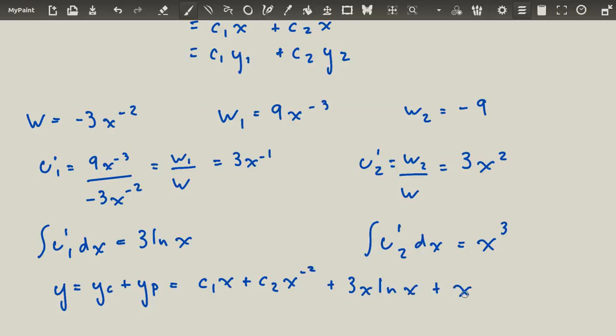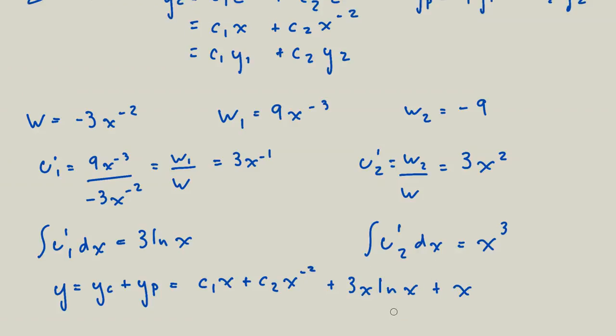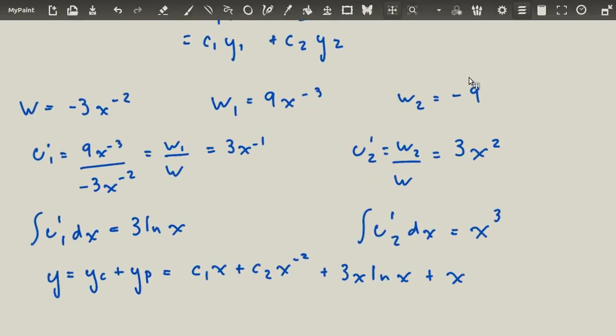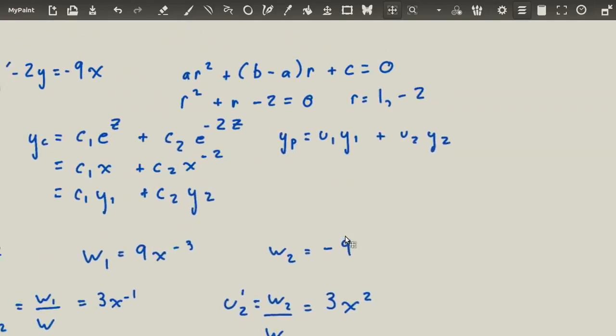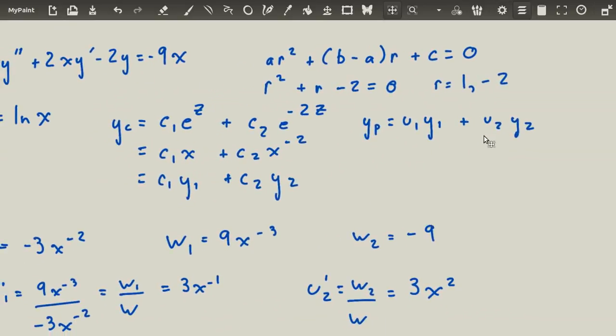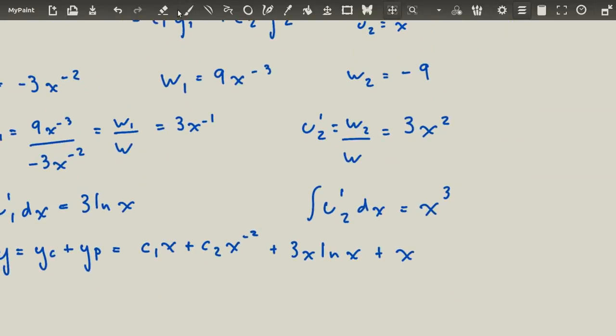Now you may be wondering why we've got this x in front of this ln x and why this is x instead of x to the 3. Well, it's because once we solve for u1 and u2, we then plug them into this equation right here. So if you have u1 is equal to 3 ln x, and u2 is equal to x cubed, what you basically get is what I showed you on this part right here.